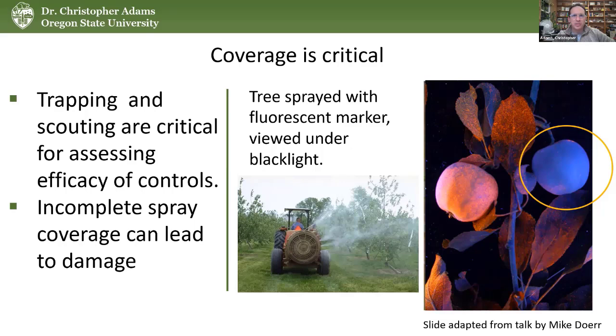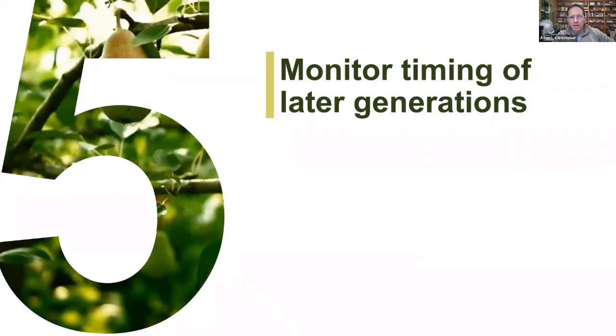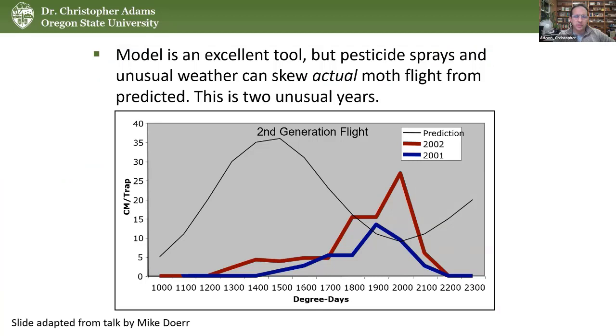And finally, traps can monitor the size and the timing of later generations. The model is still an excellent tool, but pesticide sprays and unusual weather can sometimes skew the actual moth flight from predicted. This is just two unusual years. This is data from Mike Dorr. In this instance, monitoring traps can alert you to the fact that the timings are off and give you an opportunity to adjust in real time.